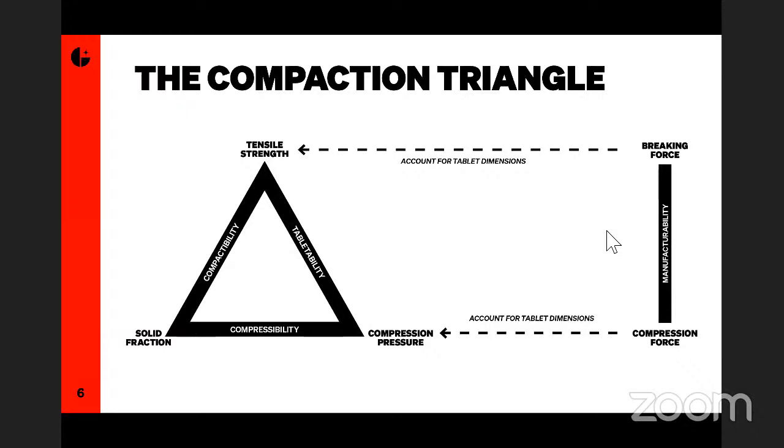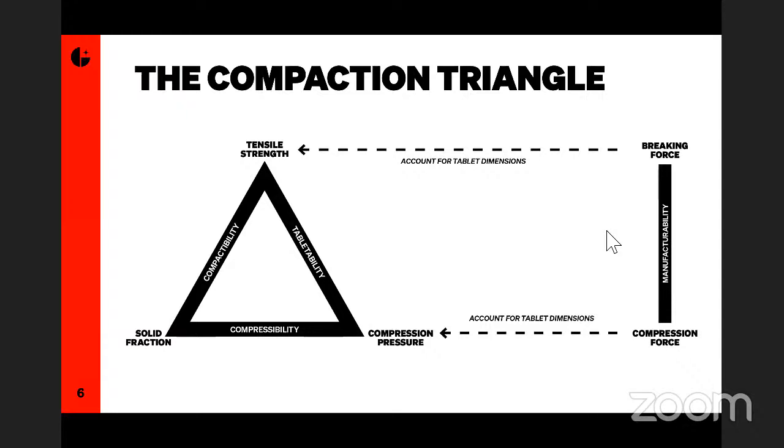In order to generate this data, you would need to make tablets at a known compression pressure. Then you would measure their mass and dimensions to get their solid fraction, and then you would break them to measure their tensile strength. When we're looking at making tablets, we measure compression force, but in order to generate this compaction triangle data, you need to convert force to pressure. And in this way, you take account of the tablet's dimensions.